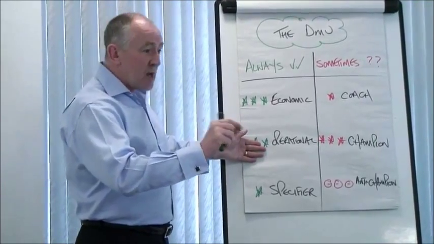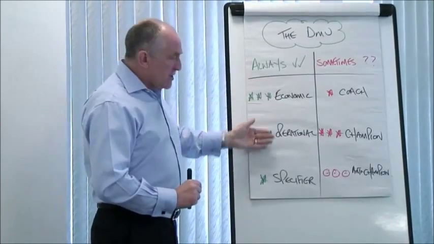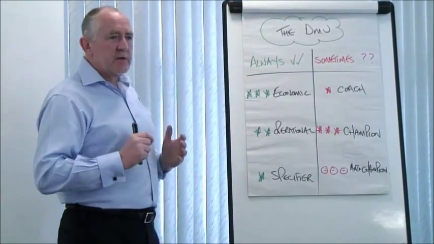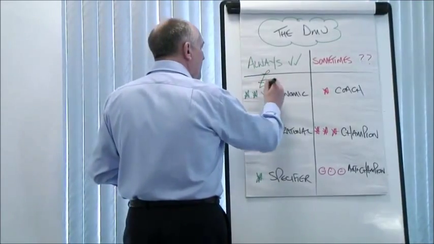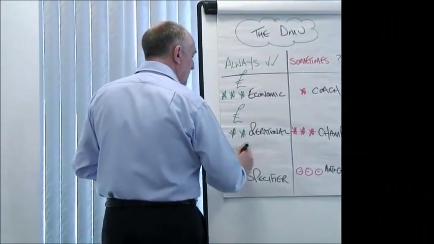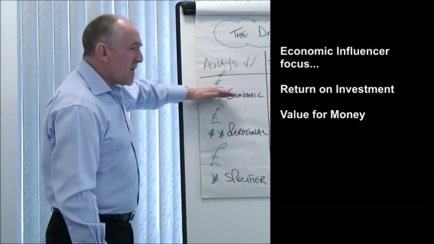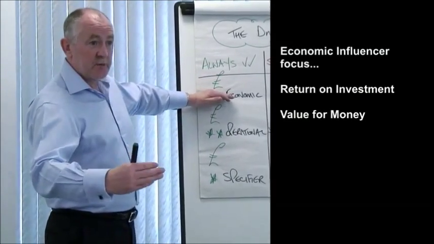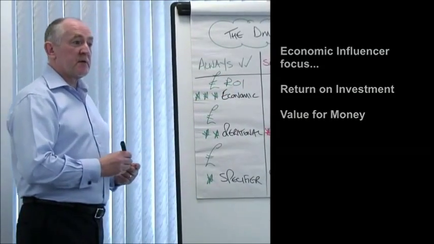Even if you don't know it, even if you're not meeting them, even if they're not making themselves known to you, they are always there. The reason for this is that in the decision-making unit, everyone has got a view on the money. So every member of the DMU will be talking pound signs to you. Everyone will talk money. The economic influencer, when they talk money to you, they actually mean return on investment.